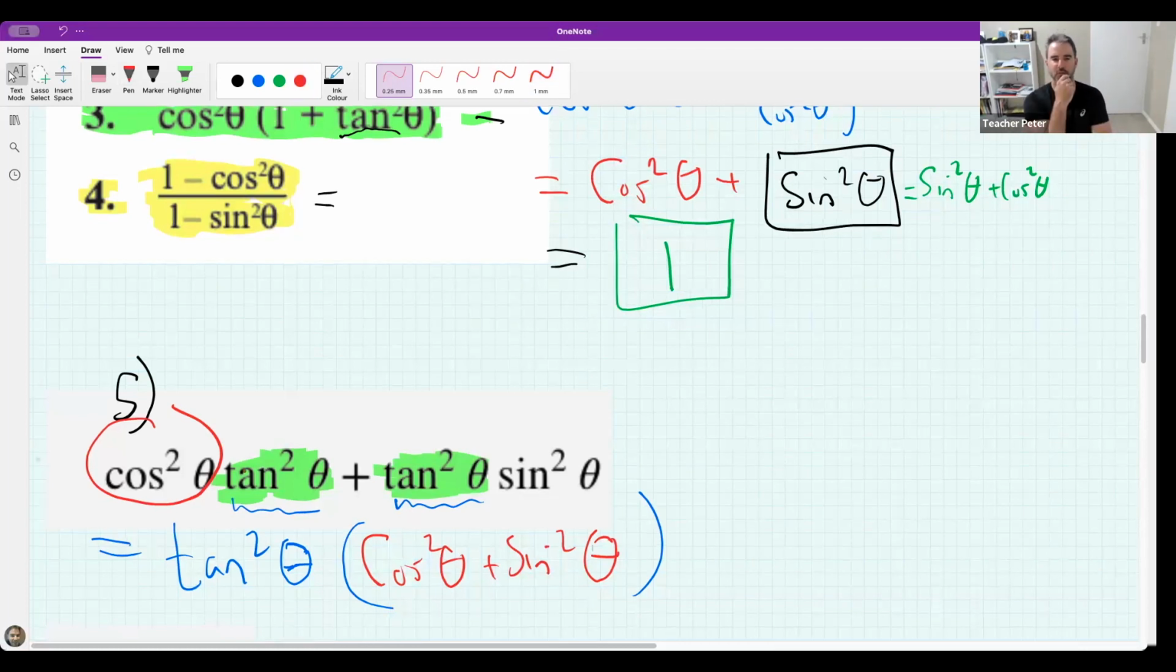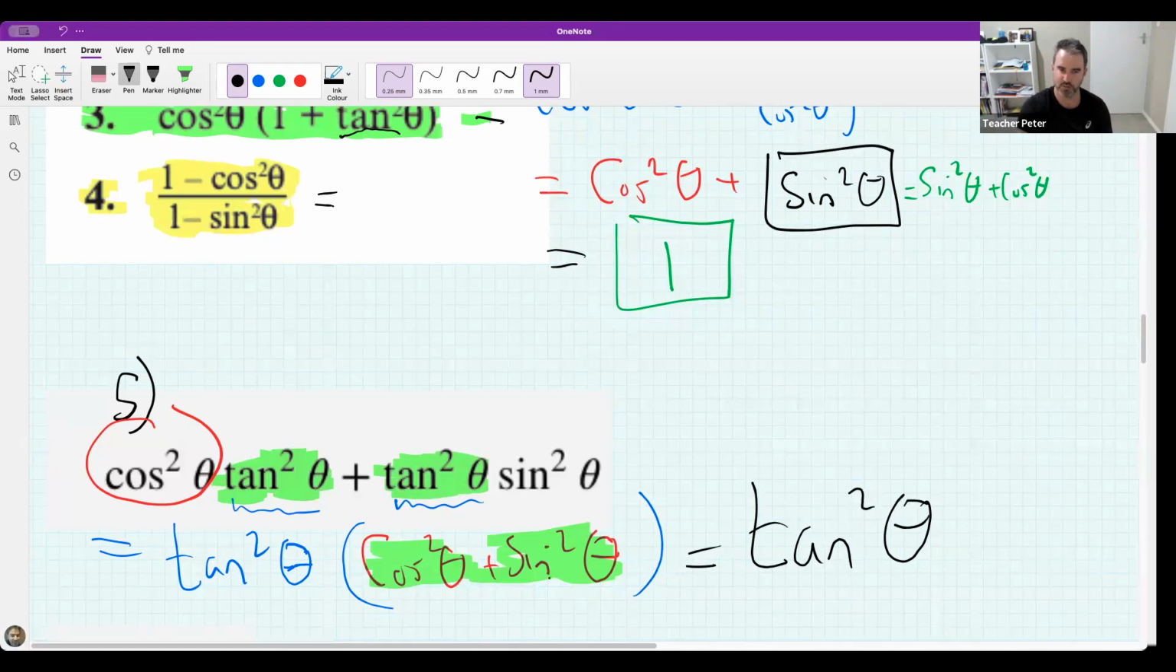Now, what do you think we're going to do from there? That cos squared theta and sine squared theta seems to pop up everywhere, doesn't it? Well, I actually know what this bracket's value is. It's going to be 1. And 1 times anything means that the final answer, after all that mess, is just going to be tan squared theta.